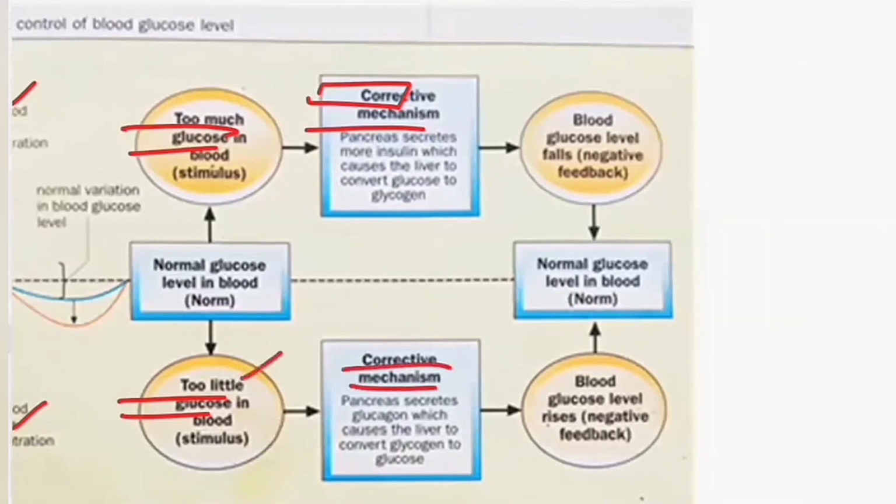How will the concentration of glucose increase in blood? Which hormone? Glucagon will be released. And from where will it be released? Liver. Is glucagon released from the liver? It is also released from the pancreas. Right, we studied yesterday, the pancreas releases two hormones. One is insulin and the second is glucagon.